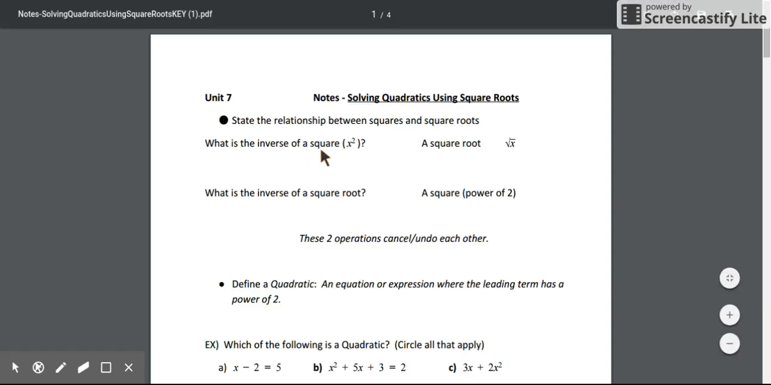So the inverse of a square is a square root. The inverse of a square root is a square. And squares are just fancy ways of saying something raised to the power of 2.